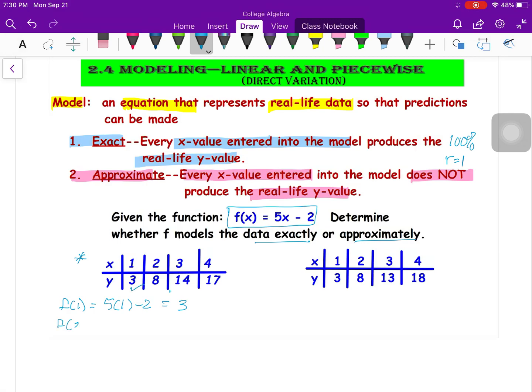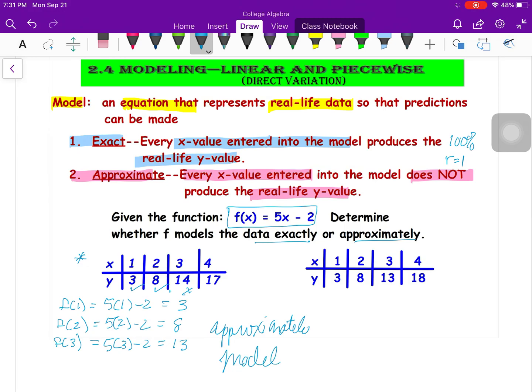So then my next x is 2. 5 times 2 minus 2 is 8. That also checks out. Now I'm going to test my 3. 5 times 3 minus 2 is 13. That does not check out. So this is an approximate model, because not every x gave me the exact same y.